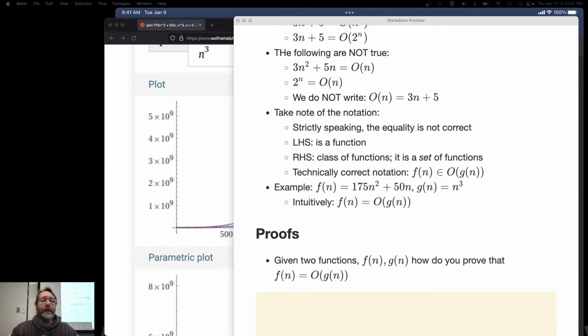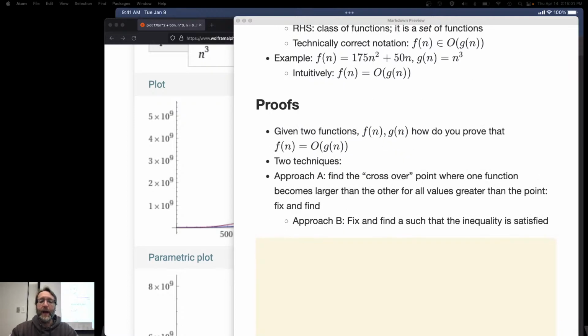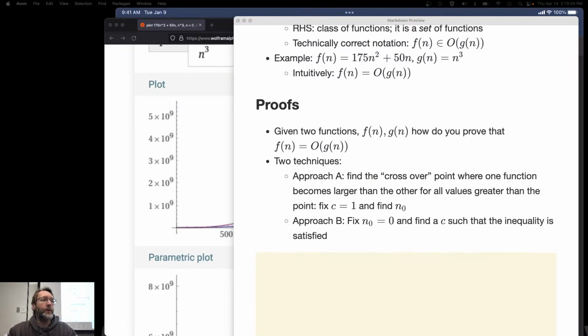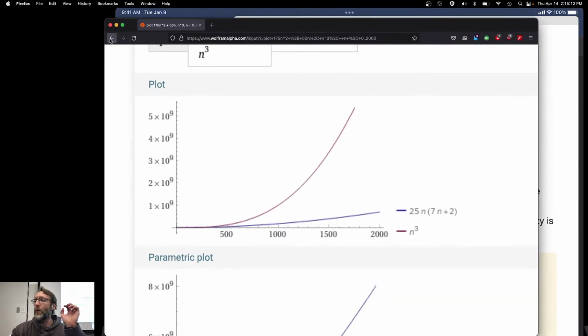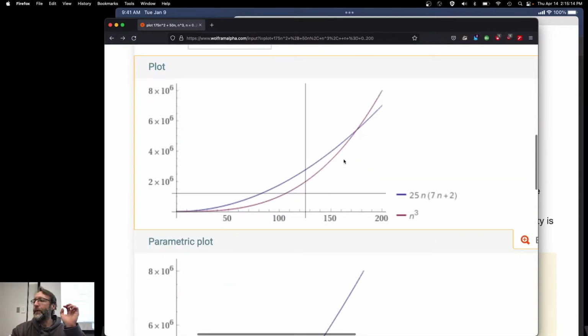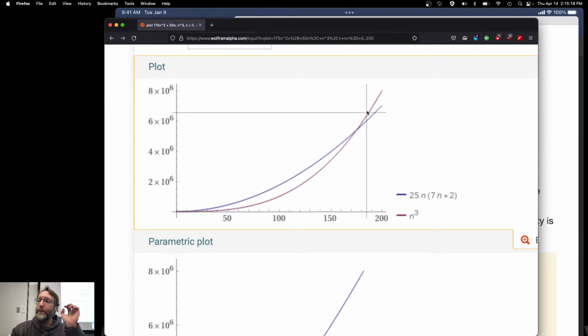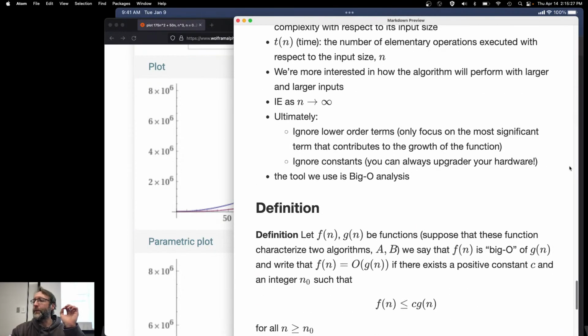I'm going to give you two techniques, and they're both algebraic techniques. And if we've got some calculus, then we can go ahead and look at those as well. But the first approach is to find what's called a crossover point. That's what this visualization was here. Let me go ahead and go back to 200. This is a crossover point. After that point, this red function will always be on top. If you can find this point, then you've found your n naught in the original definition, right?